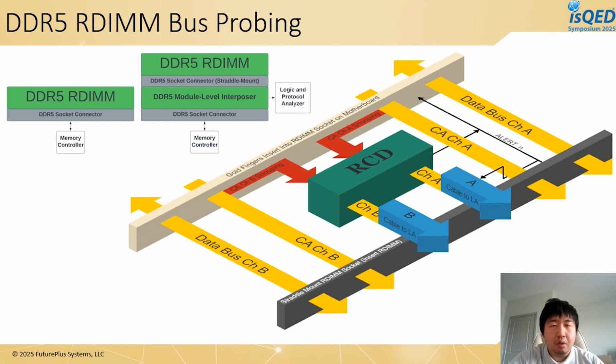Thanks to the fact that the QCA bus out of this RCD is only single data rate, in the case of a 7200 megatransfer RDIMM, the QCA bus is going to be 3600 megatransfers, which is well within the limit of a U4164A Logic Analyzer.